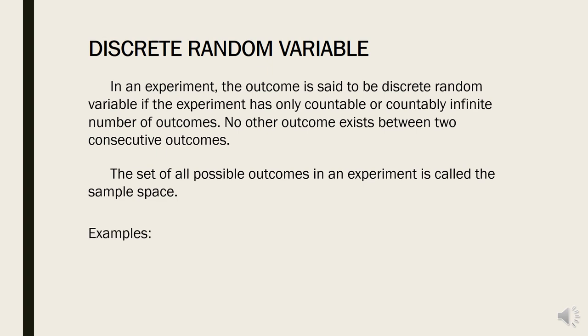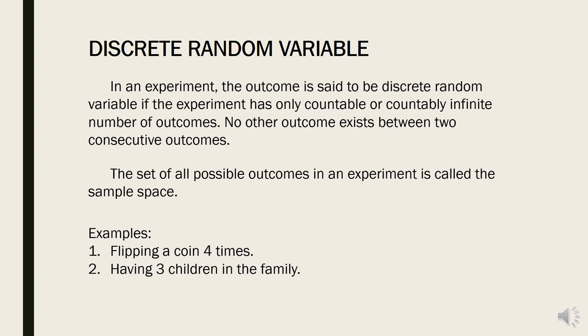So examples of a discrete random variable: flipping a coin four times, having three children in the family, throwing a die. You have observed that the possible outcomes of these events are countable. Pwede natin mabilang yung lalabas na outcome nito.